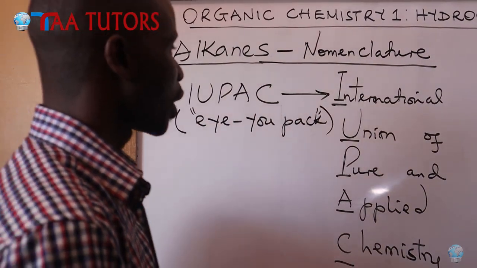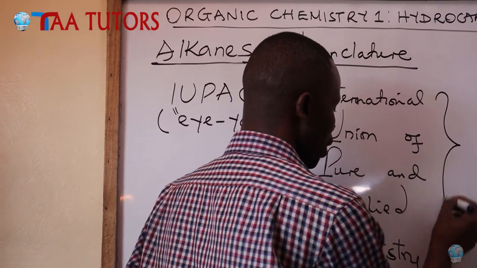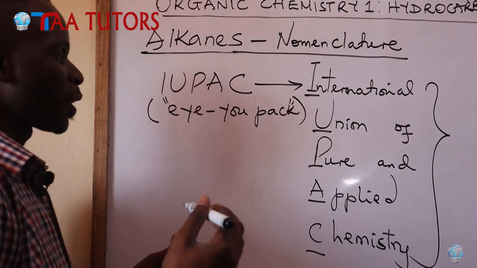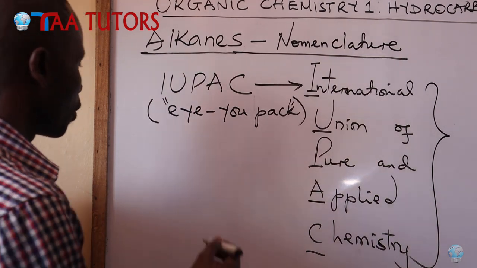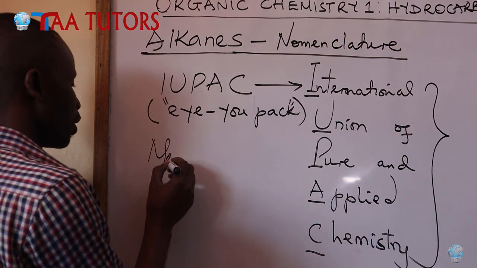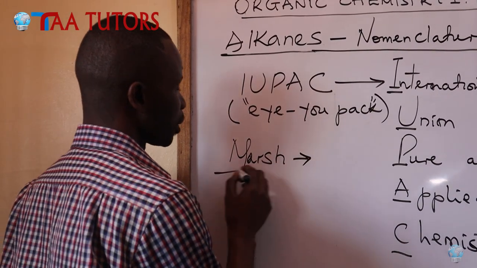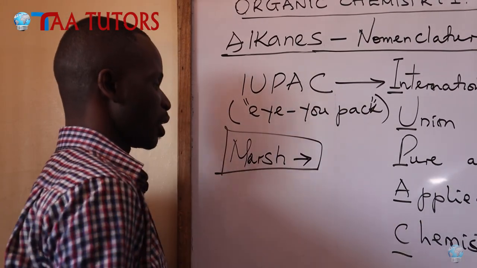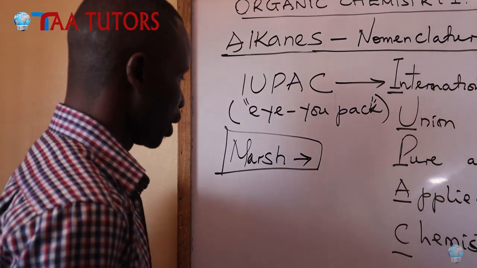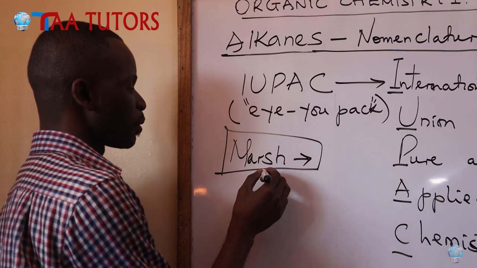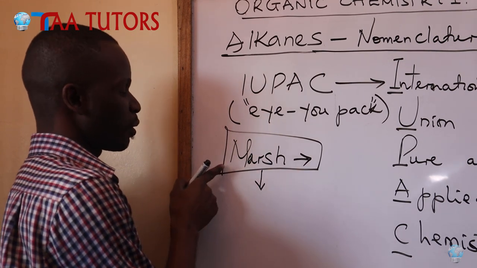So here we also have scientific names of these compounds. We know that these compounds may have different common names. For example, methane was initially called marsh gas, based on the fact that it was gotten from marsh, decaying plant materials. Decaying plant materials, some of them cow dung and the rest, were producing methane. So it got its name from there.